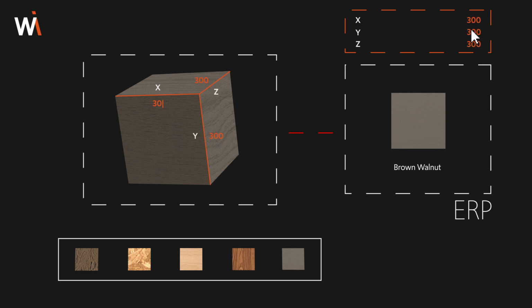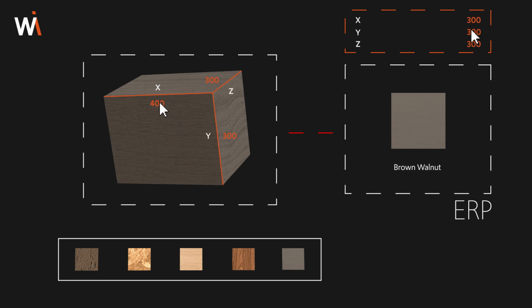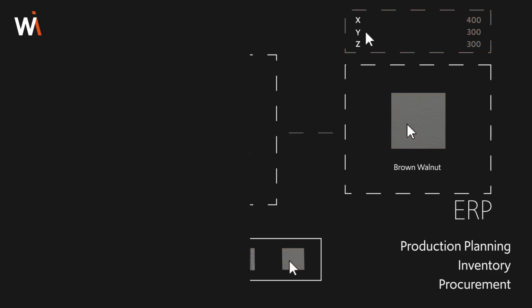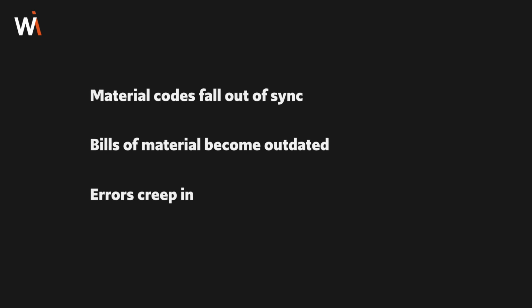A designer makes a change in the model, and that change must be checked and re-entered in all production documentation. Production planning, inventory, and procurement are updated separately, often by different people. This manual process introduces delays and inconsistencies. Material codes fall out of sync. Bills of material become outdated. Errors creep in where accuracy matters most.